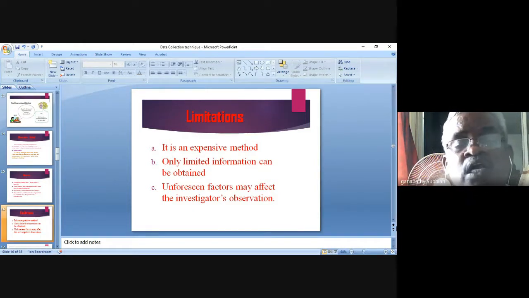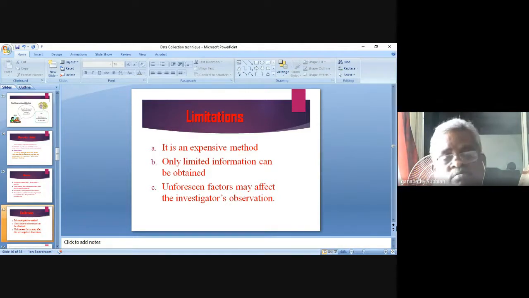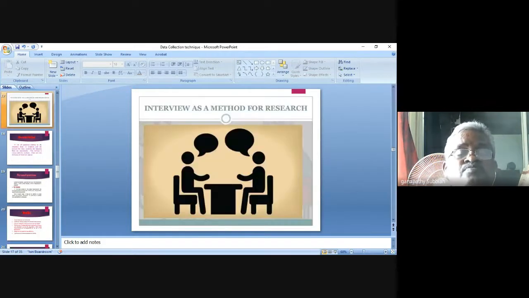Number two, only limited information can be obtained through observations. Elaborate information is not possible. Third, unforeseen factors may affect the investigator's observations.